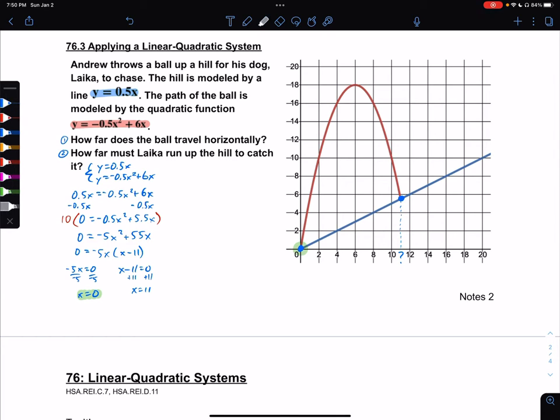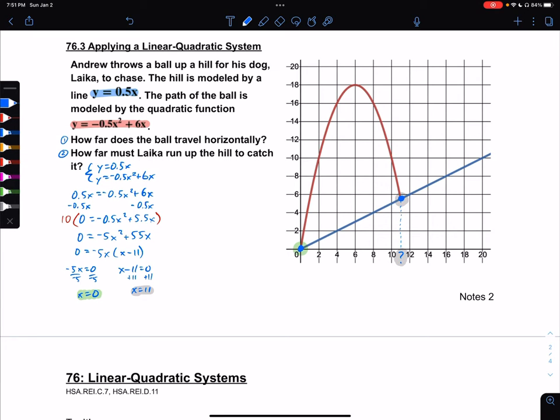And at that point, x equals 11. That's our second point. And that's the horizontal number, the x value that we were looking for. So we figured it was probably going to be around 11. We didn't know that exactly, but now we do.